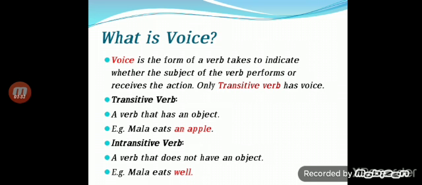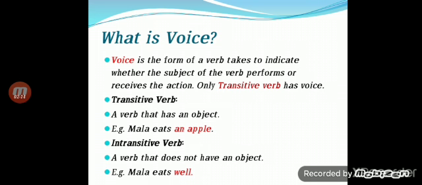Intransitive verb. Definition: a verb that does not have an object. Example: Mala eats well. In the example, we don't have an object. Instead of an apple, you can see there is an adverb, well. We can't use the question word what. We use the question word how. How does Mala eat? Mala eats well. So in this example, the verb eats doesn't have an object. It is called an intransitive verb.